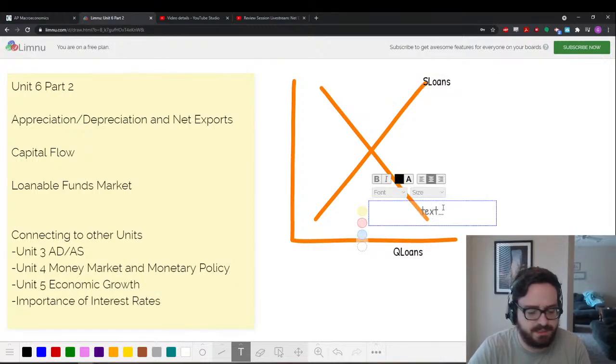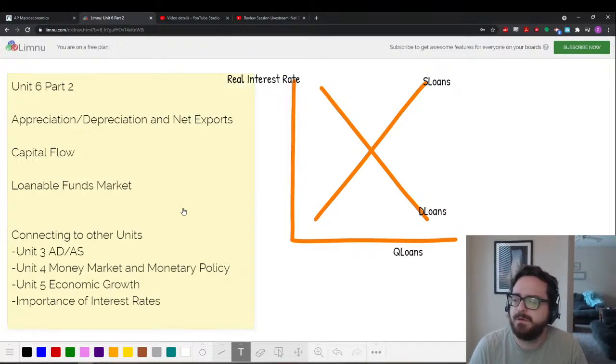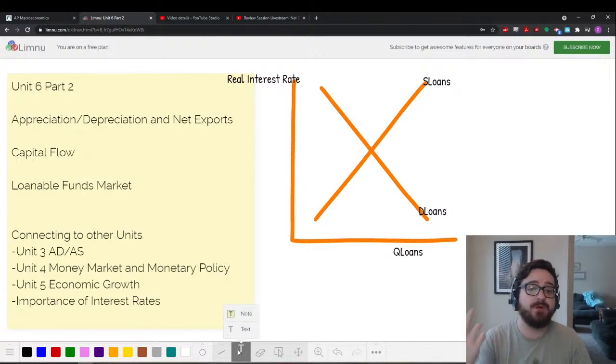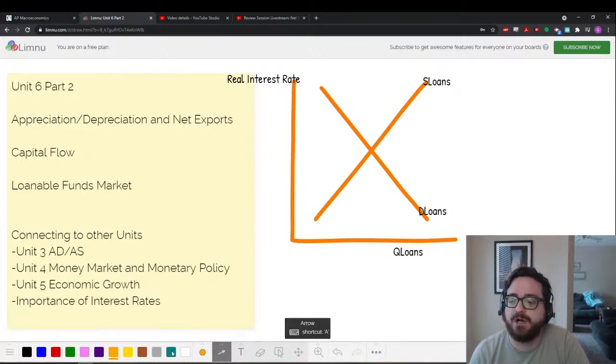Supply of loans and demand for loans. You might also see this as supply of loanable funds or demand for loanable funds, and then real interest rate is my y-axis. If we've got more money flowing into our economy, more money coming in from other countries because they want to buy our goods or they want to invest in us because of a higher interest rate, then we would start to see capital flowing in, which means there's a bunch more money in our economy than before.